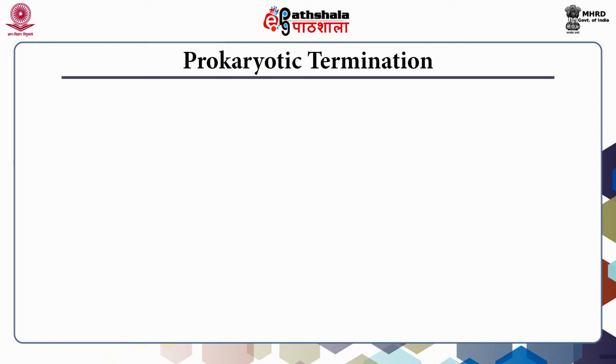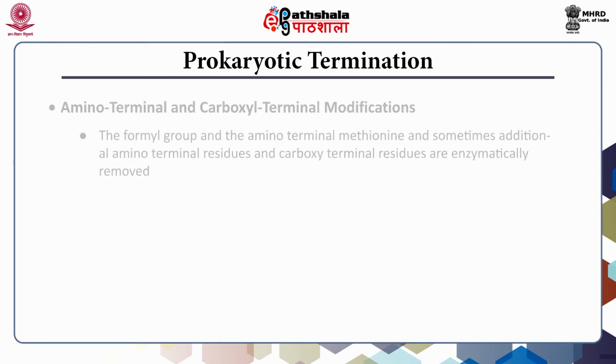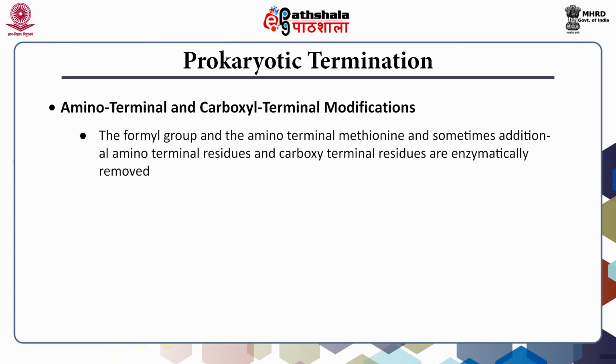The first modification includes modification of amino terminal and carboxy terminal amino acids. In bacteria, the first amino acid in all polypeptide chains is an N-formyl methionine residue. The formyl group and the initiating methionine and sometimes further amino terminal and carboxy terminal amino acids are enzymatically removed from the final protein structure. The second kind of modification is loss of signal sequences.